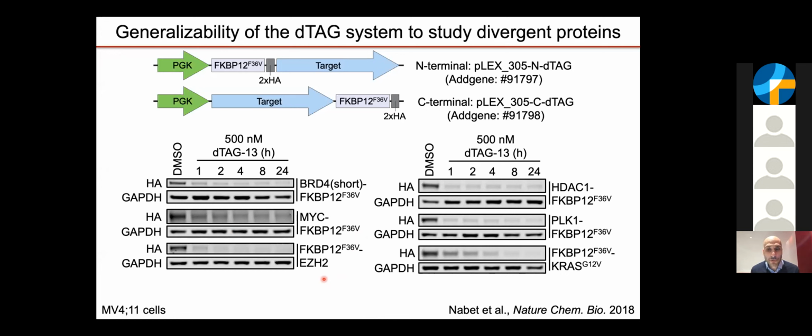We saw interesting differences in kinetics of degradation, perhaps with mutant KRAS being amongst the slower to degrade, which we routinely see across cell lines. But in general, we were quite excited to see that we could achieve this nice degradation across multiple different targets.